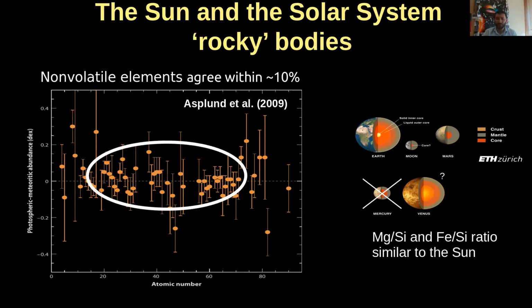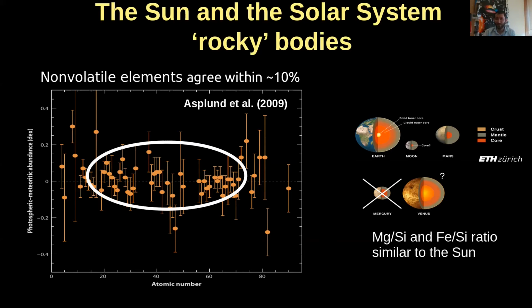Also, if we compare the composition of the solar photosphere with the composition of very primitive meteorites, we can see that there is a good agreement, within more or less 10%, in the composition of most of the non-volatile elements. Volatile elements are those which have a very low condensation temperature. So in principle, for some specific elements and elemental ratios, there is a good agreement between the composition of stars and, at least for the Sun, most of the rocky planets in our solar system.